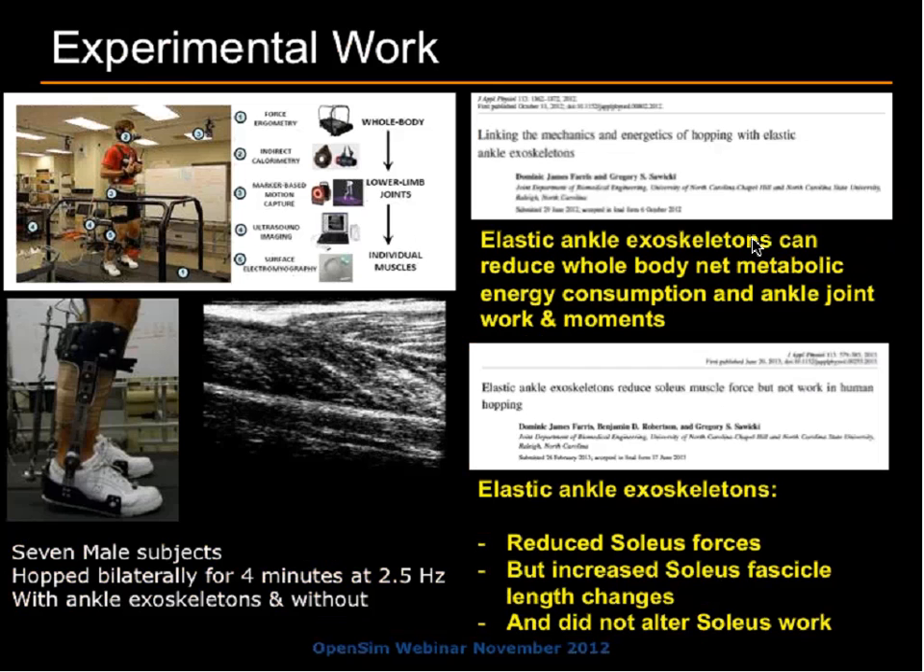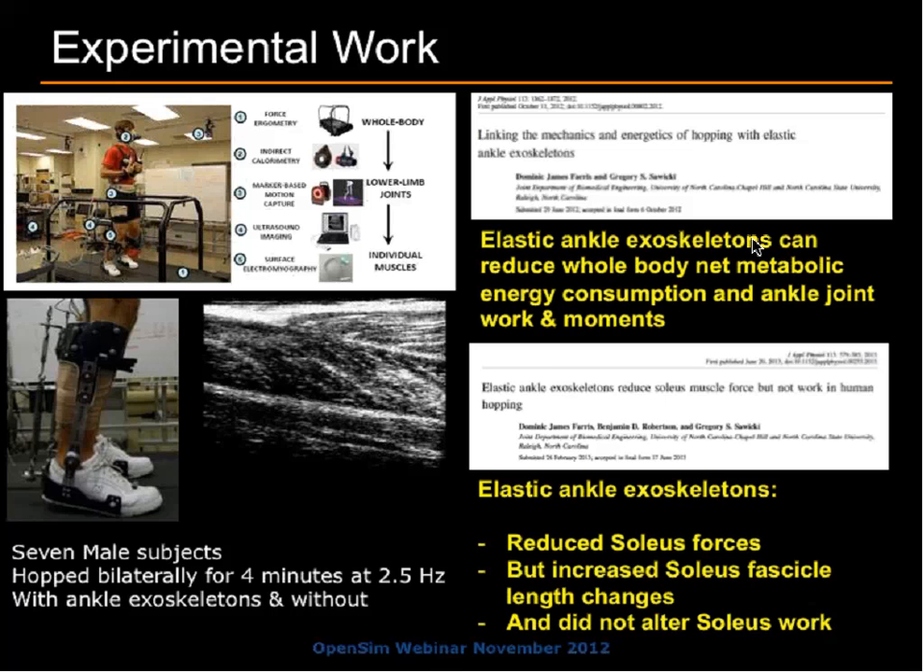And I really just wanted to point out that the key messages here of the 2 papers we published from this data were that we can get a whole body metabolic energy consumption reduction with exoskeletons. And this seems to be linked to the fact that we reduce the mechanical demands at the joints. But if we look at the muscular level, although we're reducing the force in the soleus muscle, and we could only look at soleus here, we actually increased the length changes and velocities of the soleus fascicles when we used exoskeletons. And we were unable to alter the amount of work that the contractile element of soleus did.